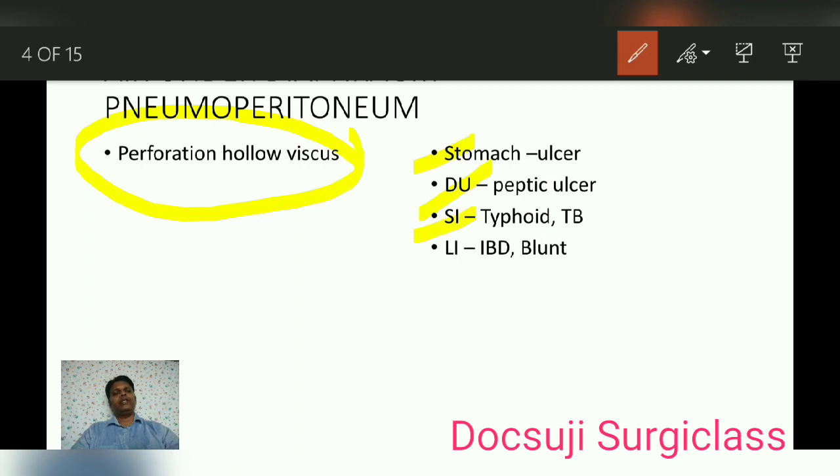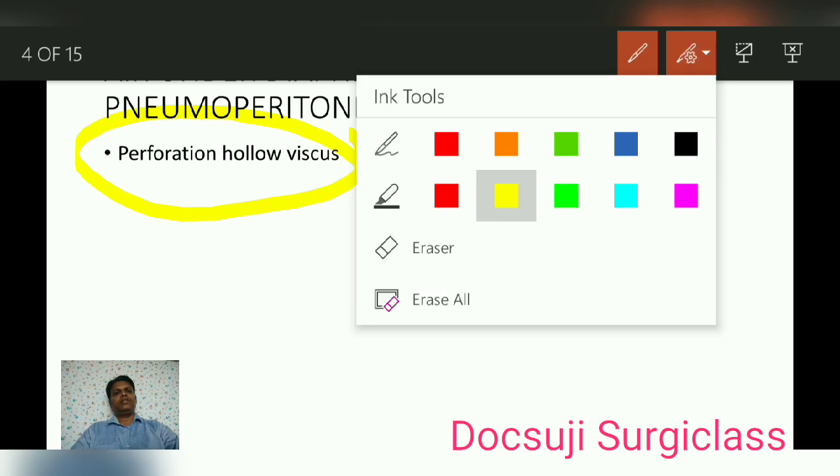In the small intestine, typhoid is a very common condition, and tuberculous ulcer can also cause perforation, particularly in the terminal ileum. In the large intestine, it may be due to inflammatory bowel disease like Crohn's disease and ulcerative colitis, or else blunt injury of the abdomen. So these are the causes for hollow viscus perforation.